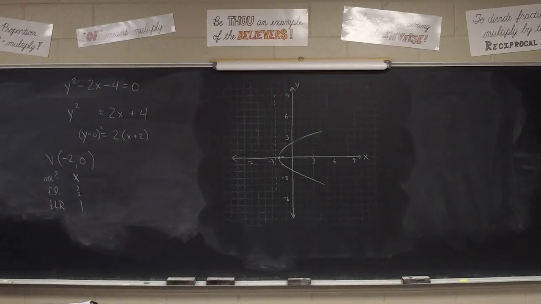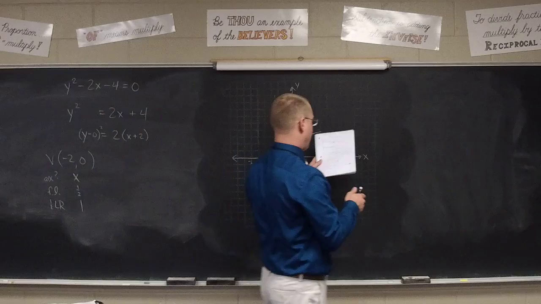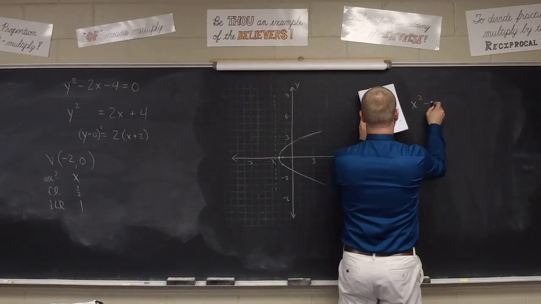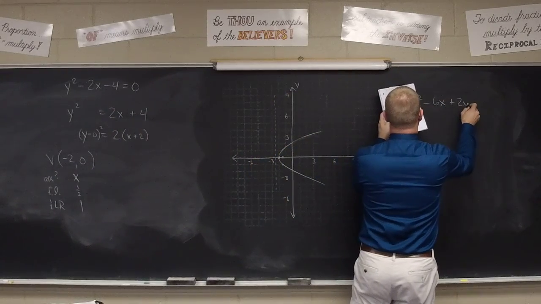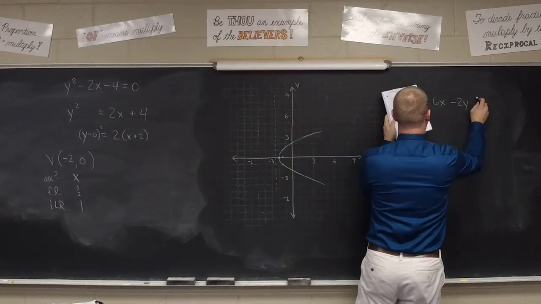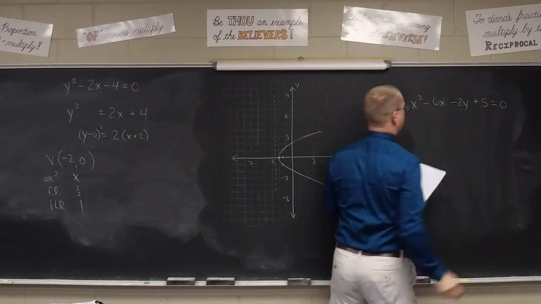Questions on this one? All right. I want you to do the next one on your own. You can graph it on the graph grid you just used. x squared minus 6x minus 2y plus 5 equals 0.